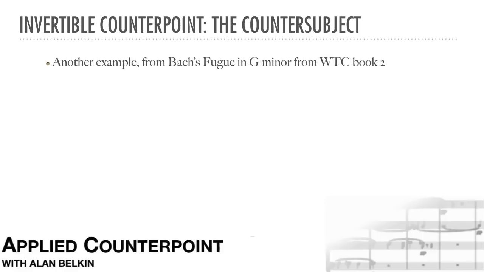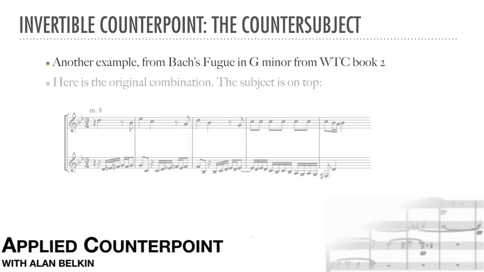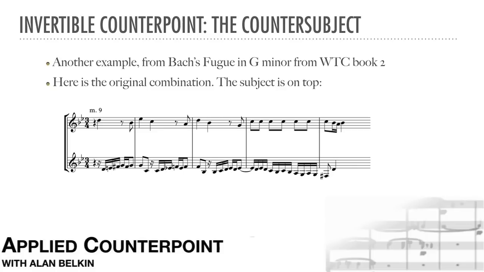Here's another example, again from Bach, again from the Well-Tempered Clavier, the fugue in G minor from Book 2. This combination is simultaneously invertible at the 15th, that is to say 2 octaves, the 10th, and the 12th. Quite a tour de force. Here's the original combination. The subject is on top.